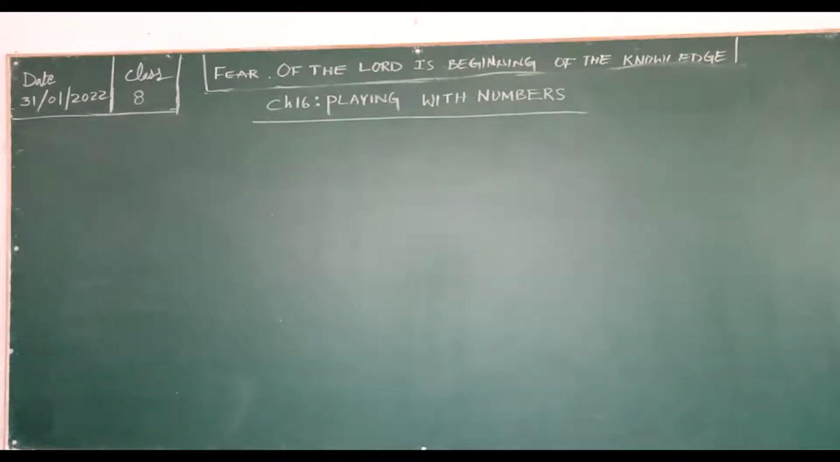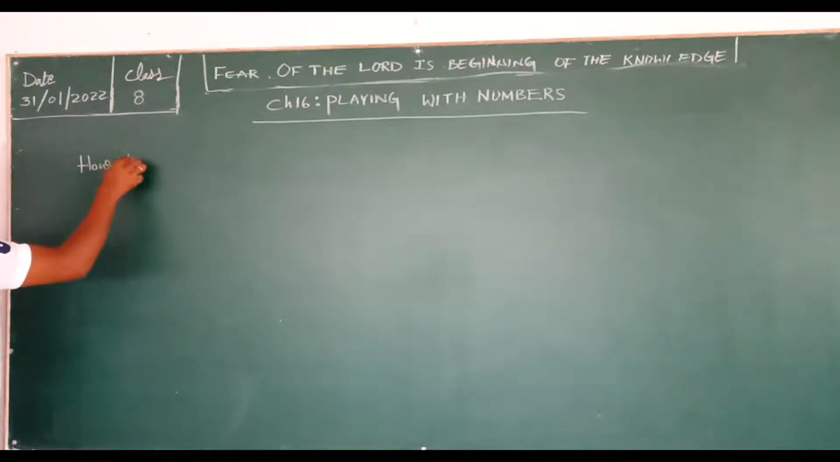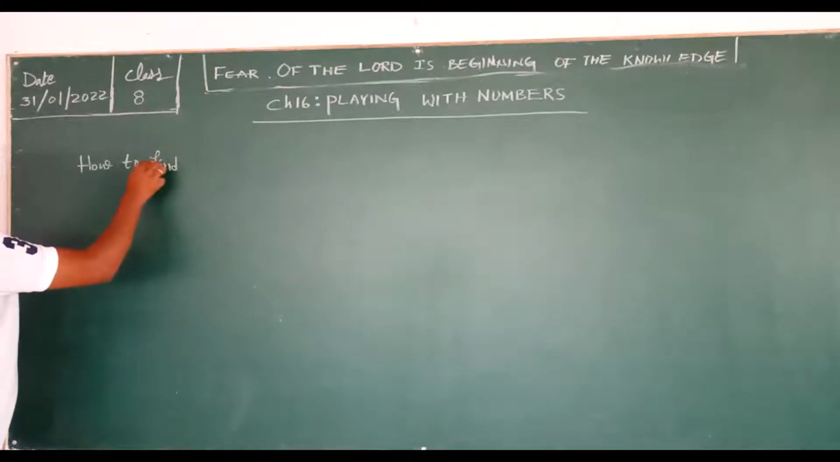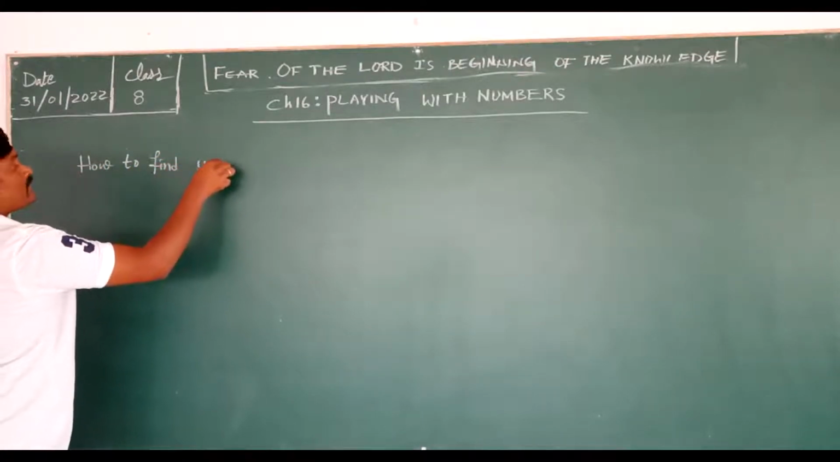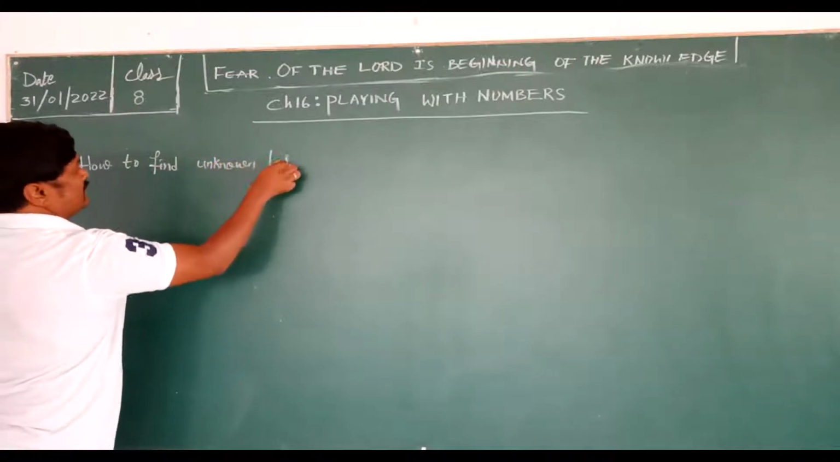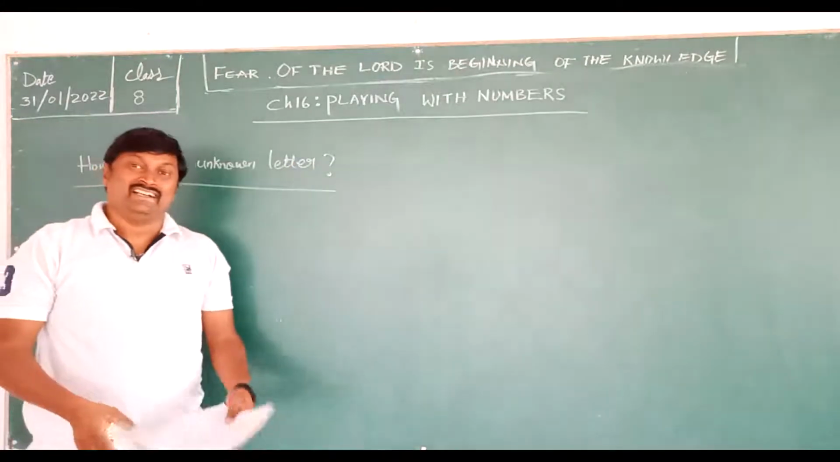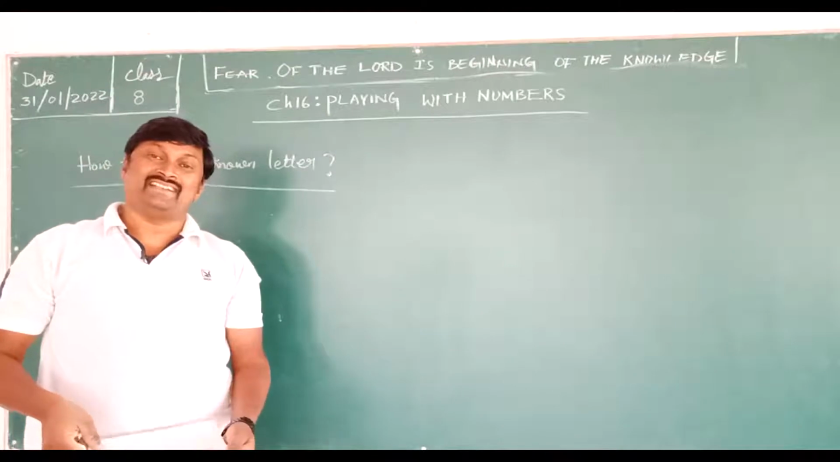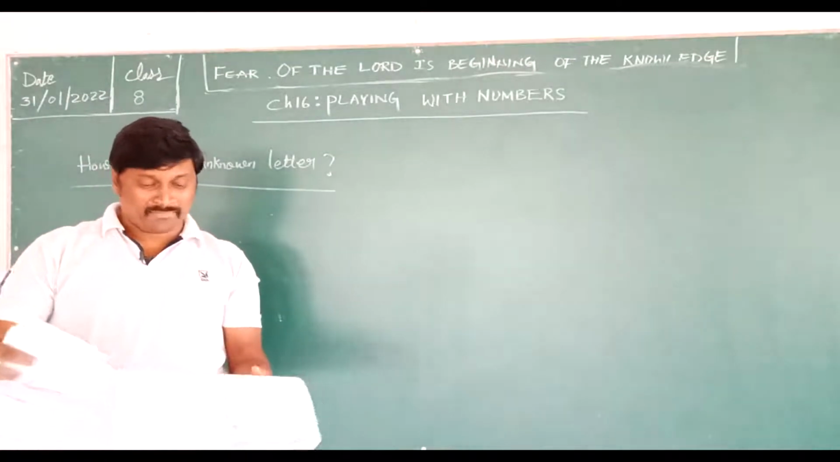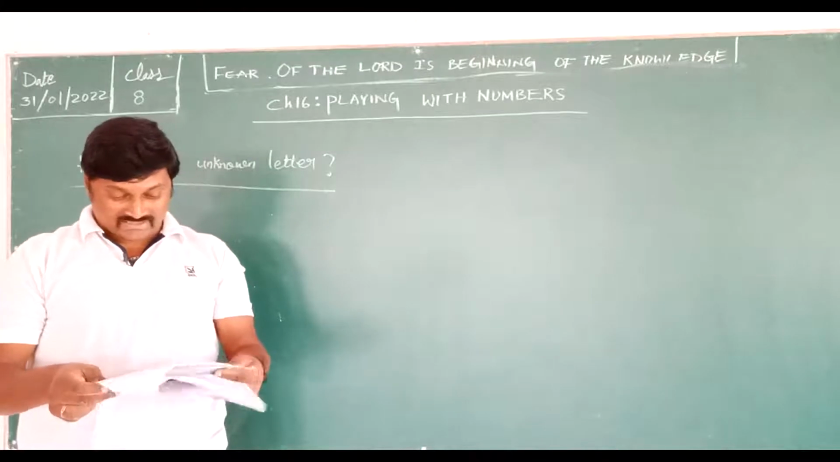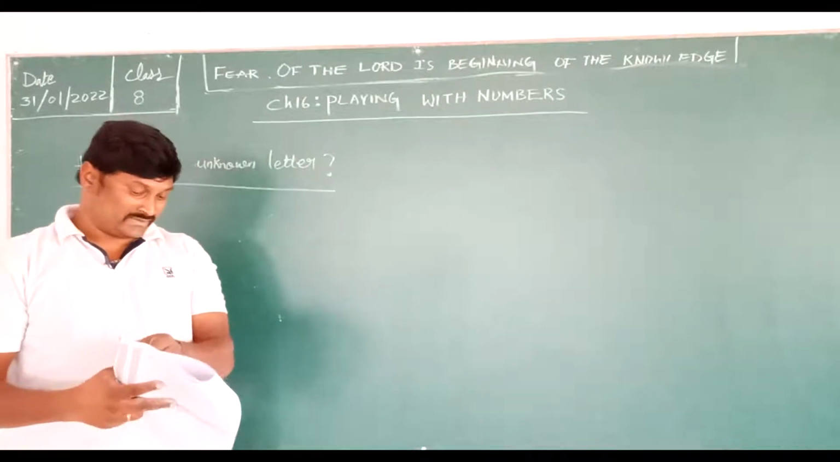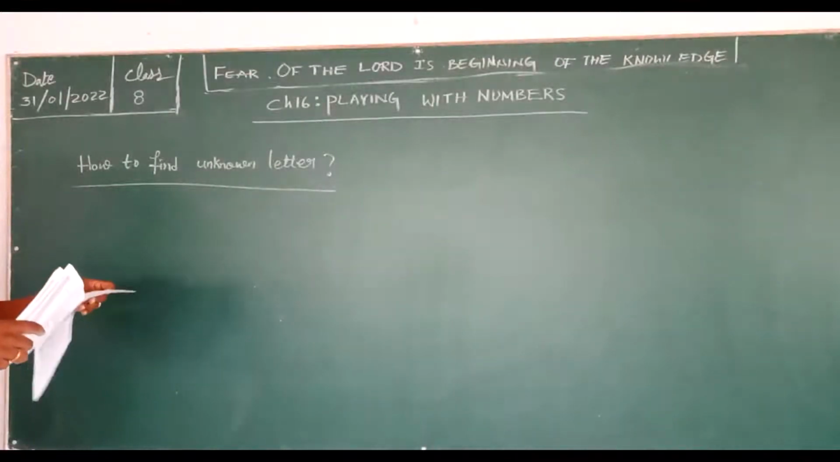Okay, so next one, it is our playing with numbers. In the next part, you have to understand how to find an unknown letter. Now onwards it is going to be a little more interesting, and you just need to guess and give the answers. Very, very simple questions. You just need to answer by guessing. Let me give you some numbers, then you can understand.